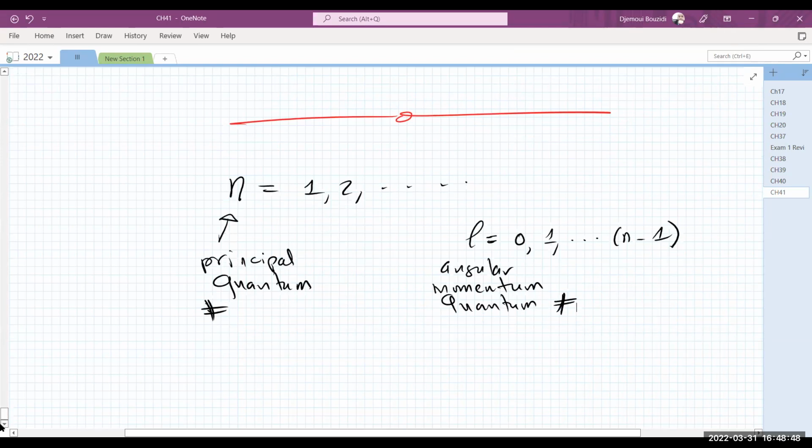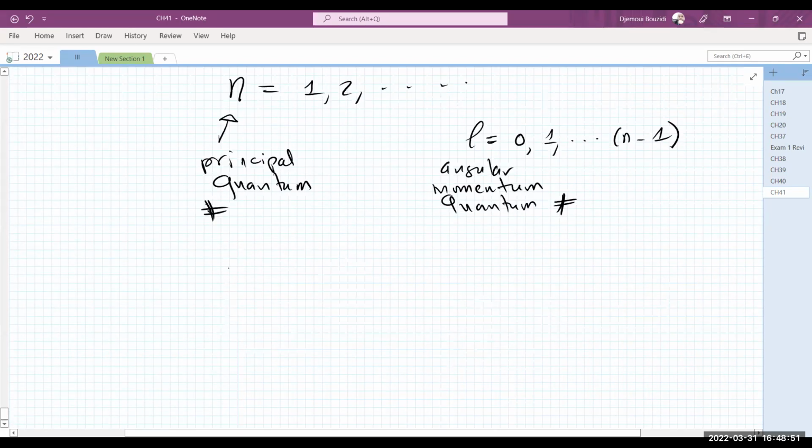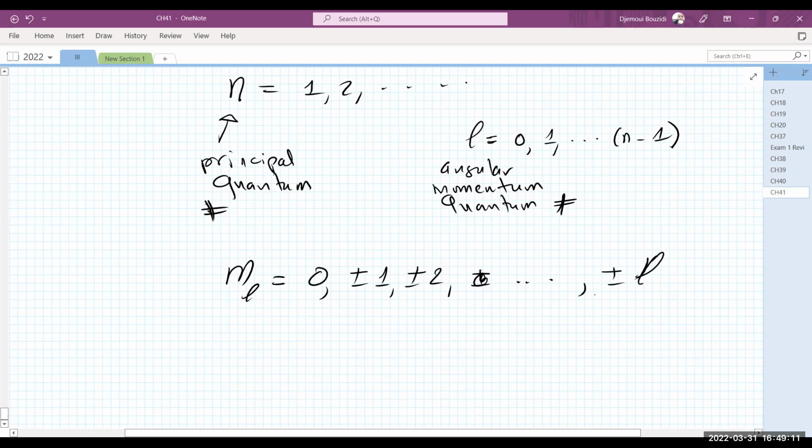The third one that we saw already, coming from the solution of the equation, is ML. Again, this has values depending on L. It can have values of 0, positive or negative 1, positive or negative 2, up to positive or negative L. So this is capped there. This is the magnetic quantum number, and the reason it's called magnetic is that when you apply a magnetic field, this is the one that comes into the magnetic interaction.